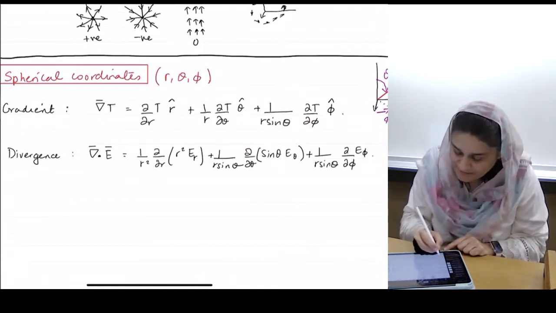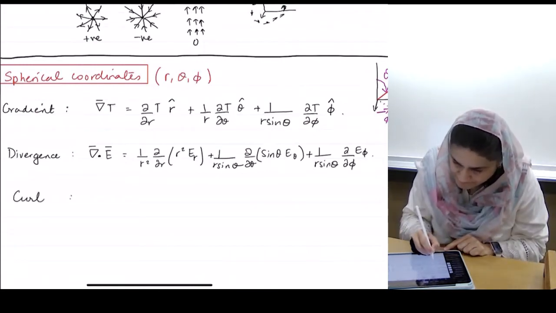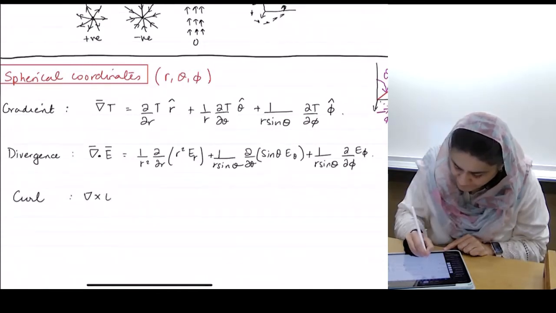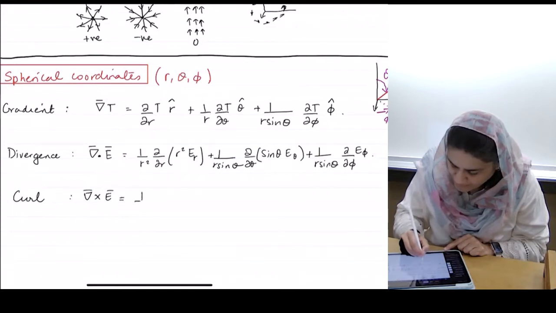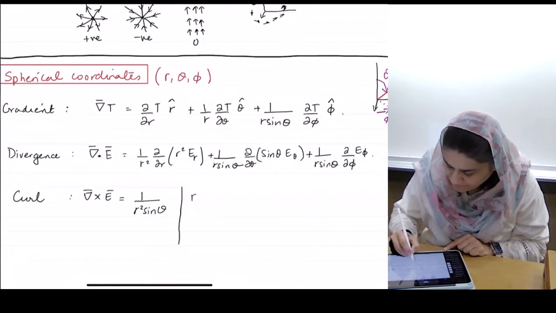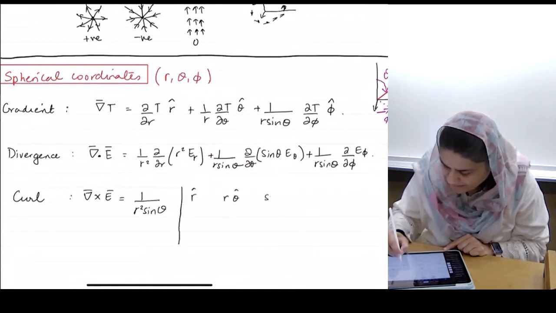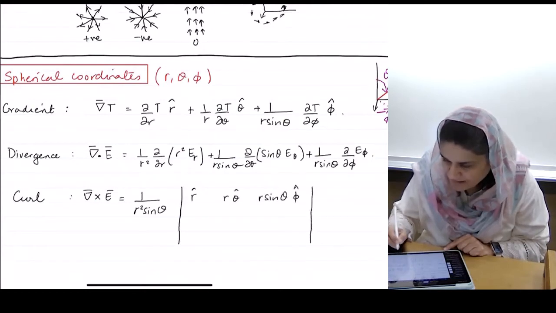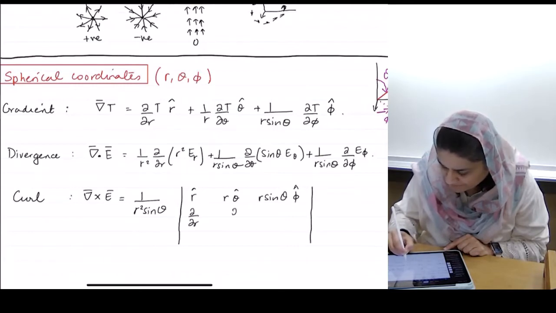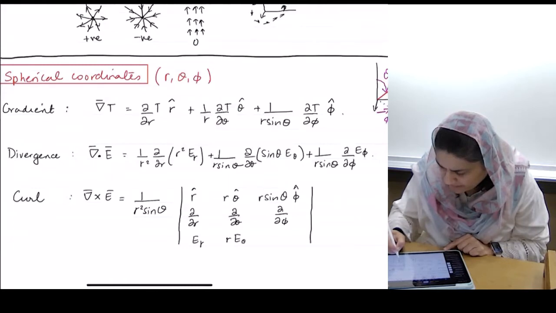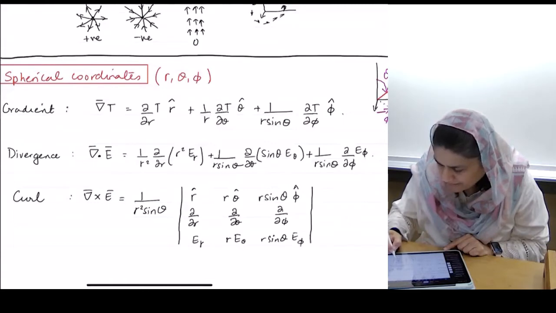Then the next one was called a curl. And the curl will be 1 over r squared sine theta times the determinant with r hat, r theta hat, r sine theta phi hat, then partial over partial r, partial over partial theta, partial over partial phi, and E r, r E theta, r sine theta E phi. Now in this case, the answer should be a vector.